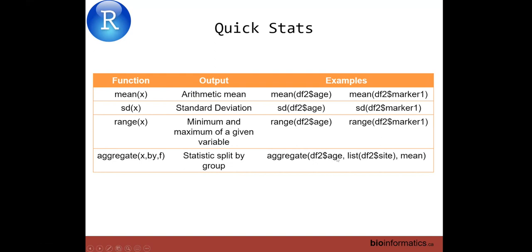I would like to compute my statistic on age. So I want the means of ages, okay? So I want age to be computed on here. I want age split by site. Okay, so for each site, I want to get the mean age. So the last argument is the function, all right?